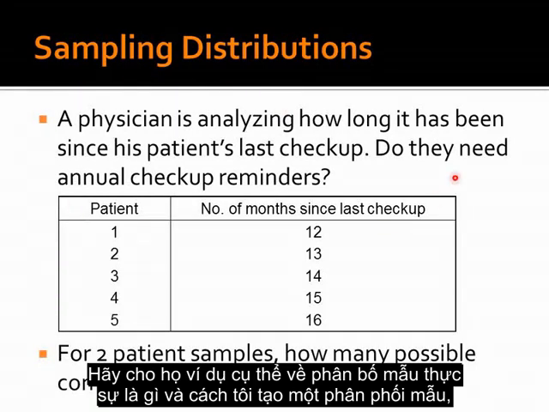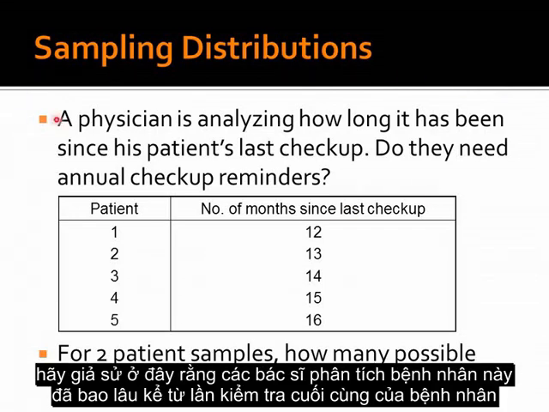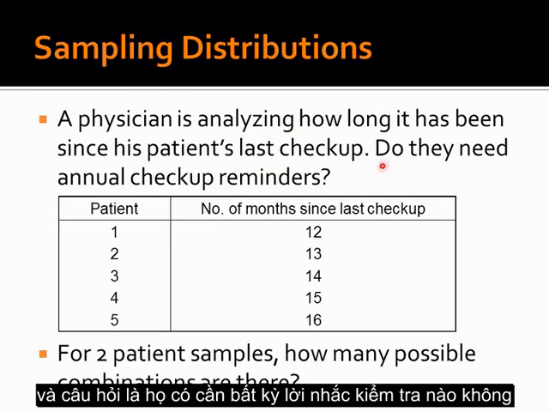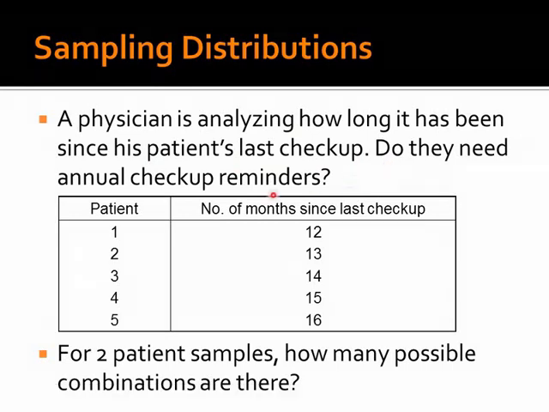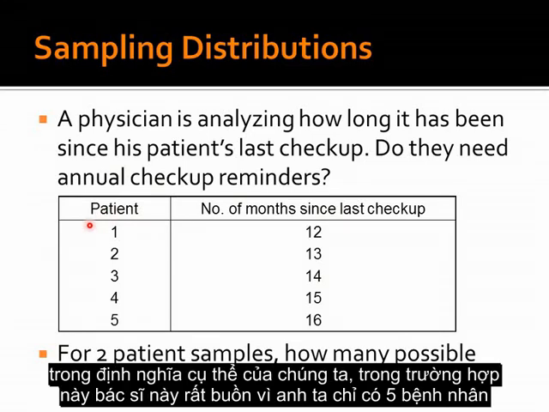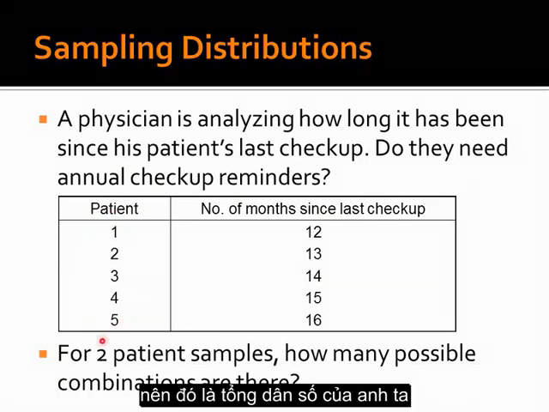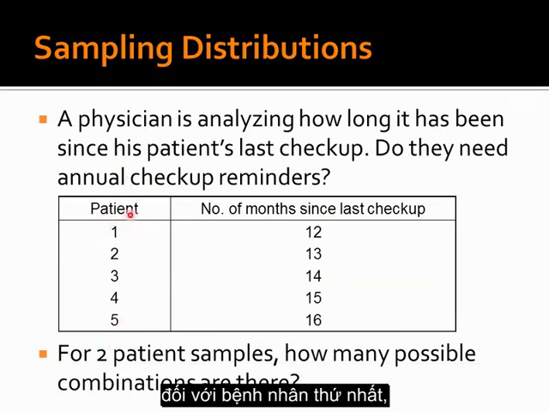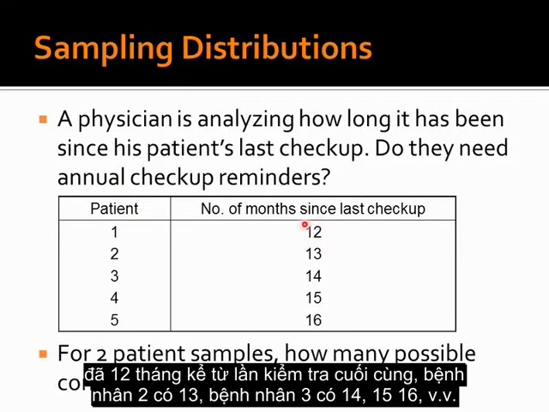Let's give a more concrete example about what actually is a sampling distribution and how I create one. Let's assume here that the physician is analyzing how long it has been since his patients' last checkup. And his question is, do they need annual checkup reminders? So let's assume here he has a population. Now population here meaning all the total number of individuals inside of our particular definition. In this case, this doctor is very sad. He only has 5 patients, right? So that's his total population. For patient 1, it's been 12 months since his last checkup.